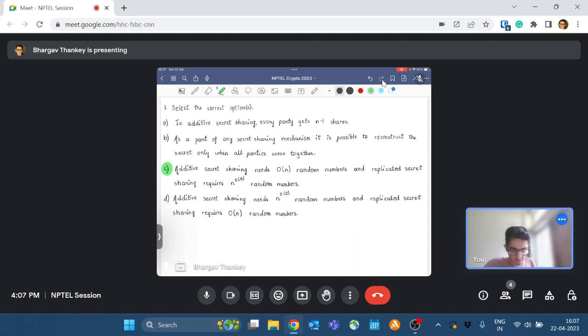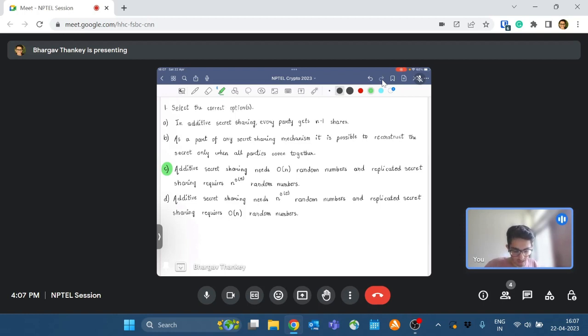Before I show you why C is correct, let's cover all the options and see why all the others are incorrect. In option A, we have: in additive secret sharing, every party gets n minus 1 shares. Well, this is incorrect because every party just gets one share.